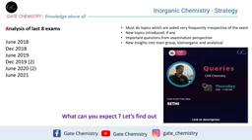So I have analyzed the last 8 examinations, that is June 2018, December 2018, June 2019. Then in December 2019, there were 2 examinations, one for Assam and one for the rest of India. And then in June 2020 also, there were 2 examinations, one was for Tamil Nadu and then one was for the rest of India. And then we had one exam in June 2021, which was conducted in February 2022, that is this year.